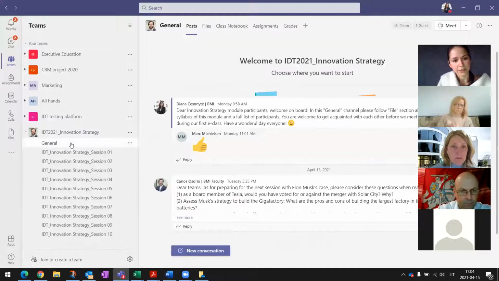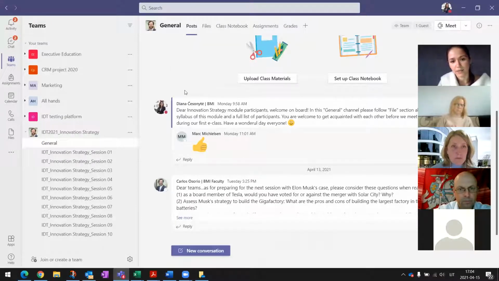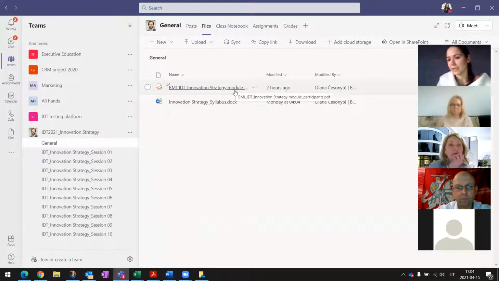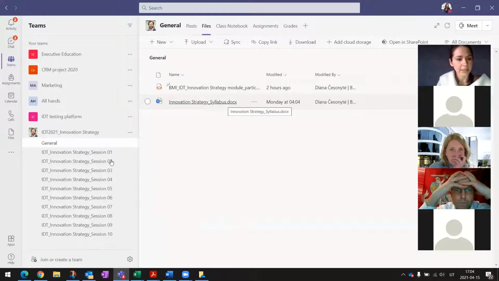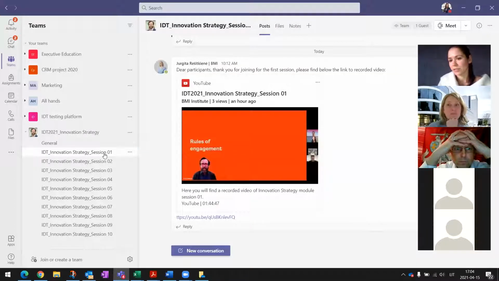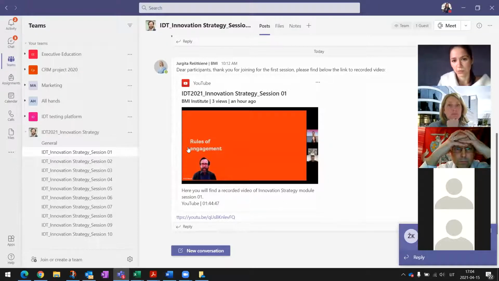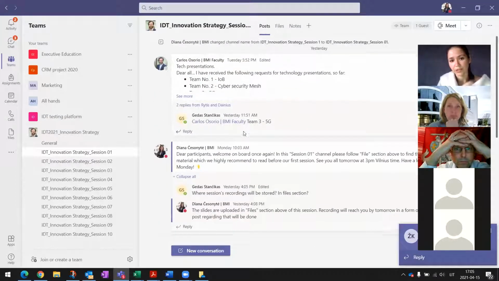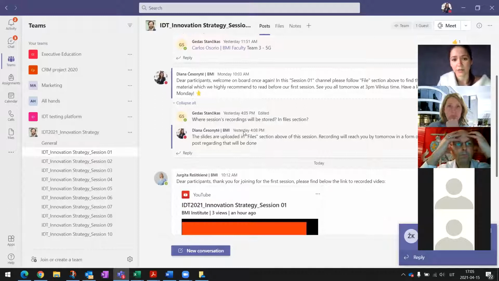And here in the folder General, you can find some posts, and as well in the files above on the top, you can find two documents. One is the list of the participants, so all of you, and the other is the syllabus of the whole program. And if you go to each session, you will find all the materials related to that session only, which means in session number 1, you have some chats or some useful information which are shared by the participants or the professor.